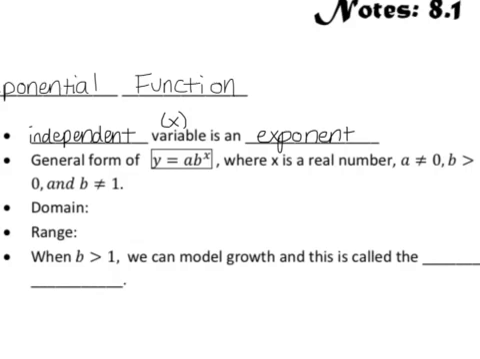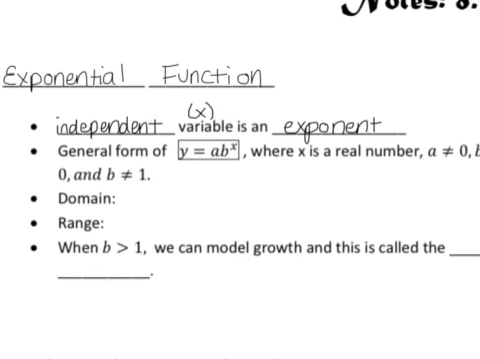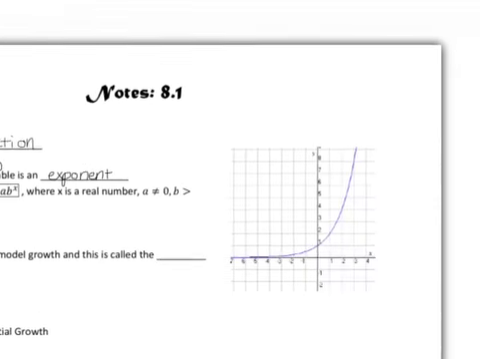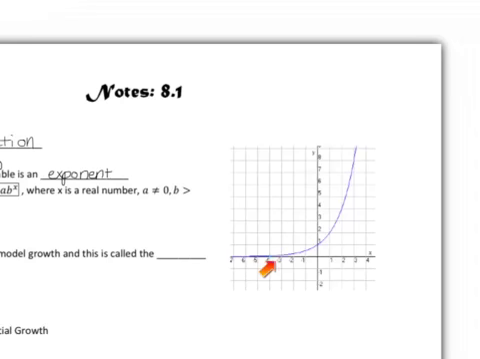B could be between 0 and 1. It could be like a half, and you'll deal with some of those. The domain and range for these are all real numbers in general, and for specific equations it'll be more specific. Like for the example over here, the range would be everything greater than 0. But in general, these functions have the ability to be anywhere.